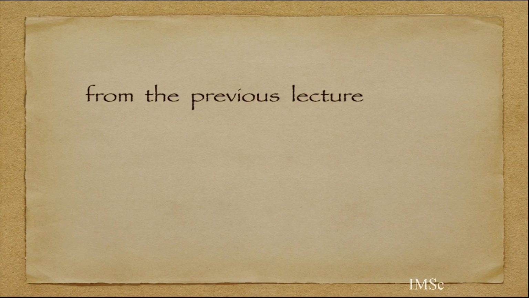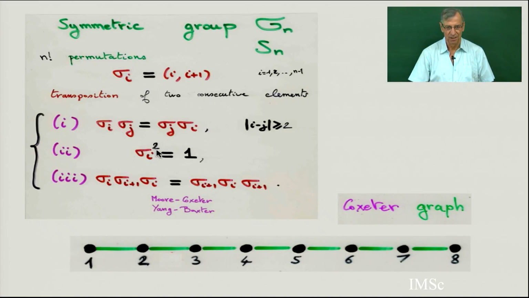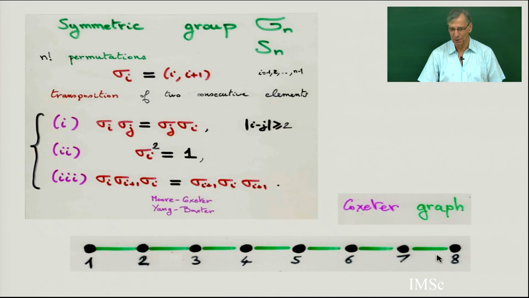So I just remind you what we have seen in the previous lecture. The symmetric group is defined by these three relations on the generators: commutation, reflection, and the braid relation. The Dynkin diagram of this group is this very simple graph.